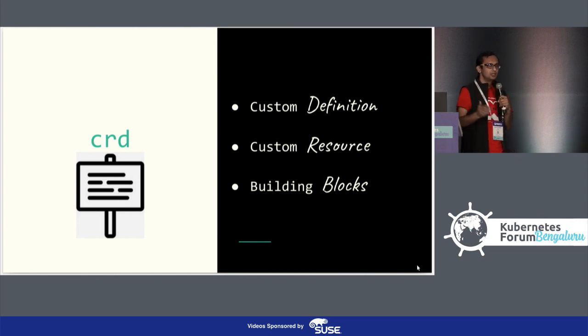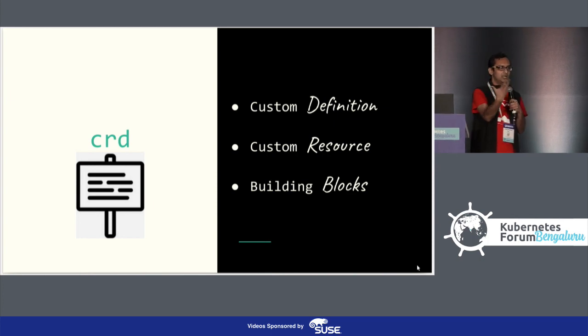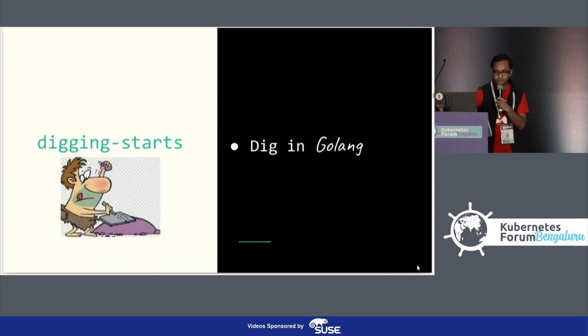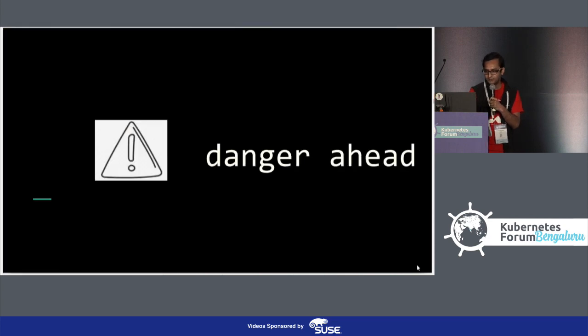You have kubectl understand your own custom resources. You can do a kubectl get XYZ, where XYZ is the name of your CR. And needless to say, these are the building blocks of the controllers that very shortly we'll be talking about. All right, now we start digging.